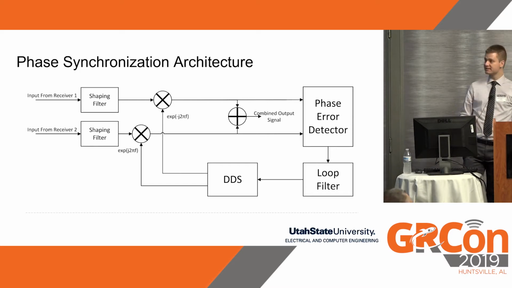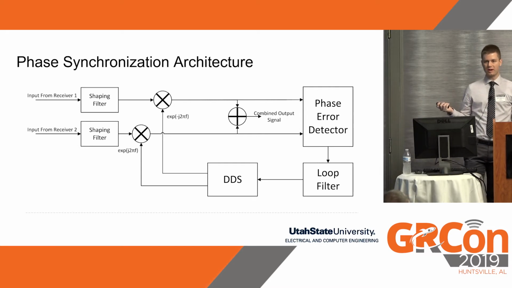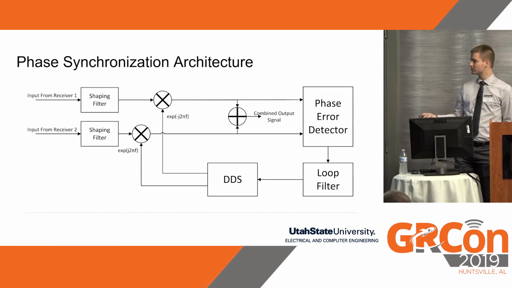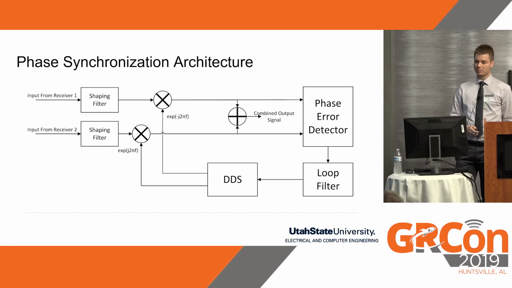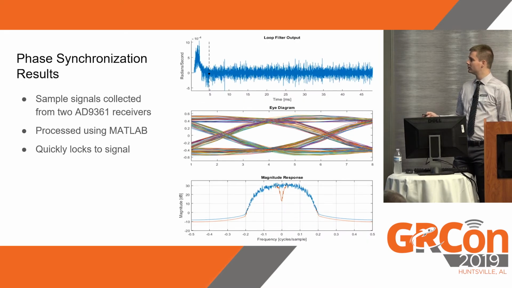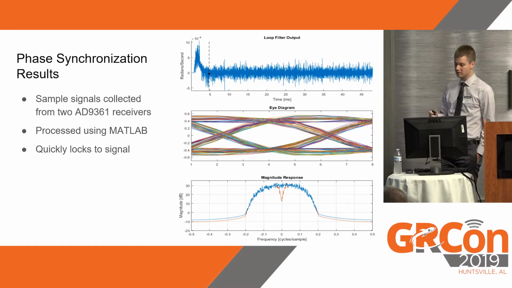An interesting note is that this is essentially just a digital PLL that's been slightly modified to produce these shifting signals and to look specifically at the phase error in the transition region. So it's a fairly common or lightweight signal processing algorithm. So here's an animation of this, taken with real data from two 9361 receivers.